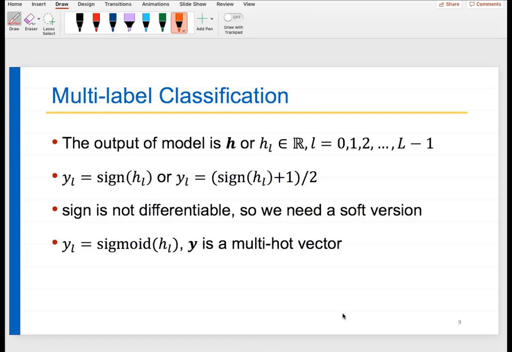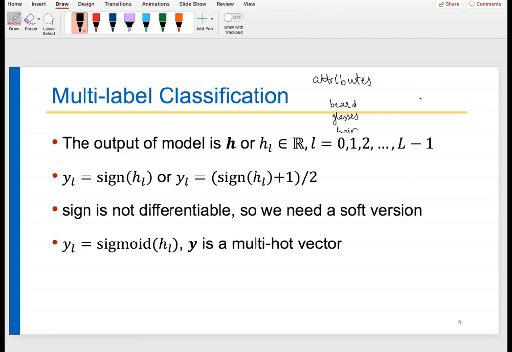Okay. Next, coming to multi-label classification. What is multi-label classification? Many times it is possible I may have different attributes which I want to detect. Let us say face classification. Does a person have a beard? Does a person wear glasses? Does a person have hair?